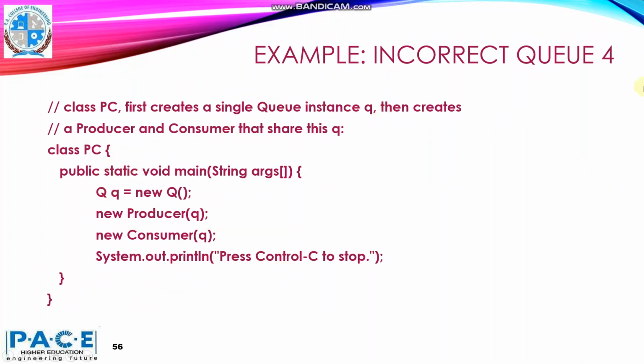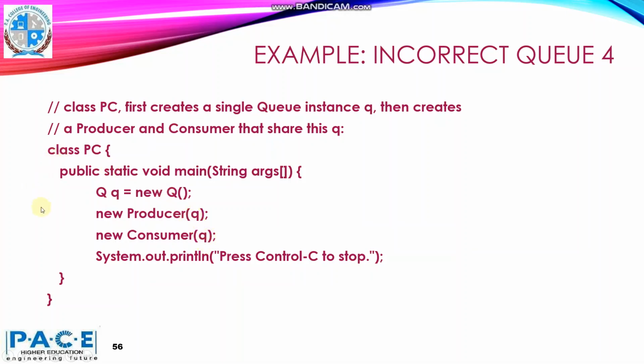Okay. Now we have the driver class. Our class is the producer-consumer class PC, right? It first creates a single queue instance. Then it creates a producer and a consumer thread that share this queue. So what we do is we first create the queue, so we created a new queue. Then we are creating the producer thread and the consumer thread, and the same queue we are passing to the producer and the consumer.